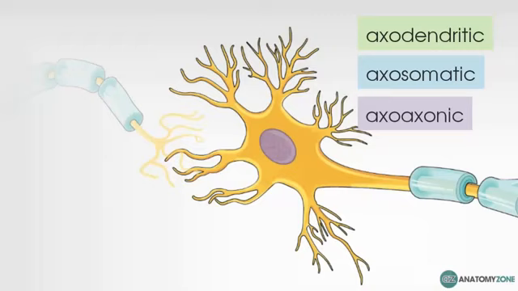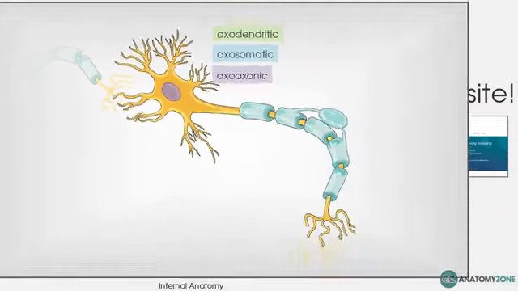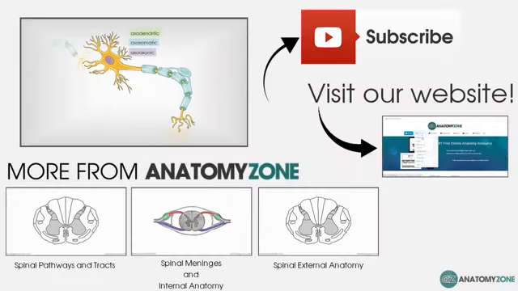In the next tutorials we'll take a look at glial cells, we'll take a look at different types of neurons and their classification, and we'll also take a look at synapses and action potentials.